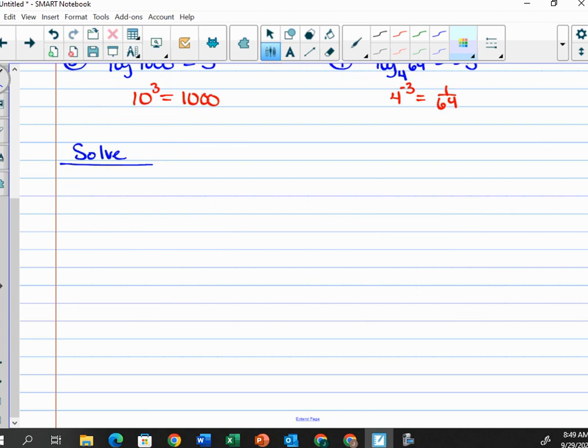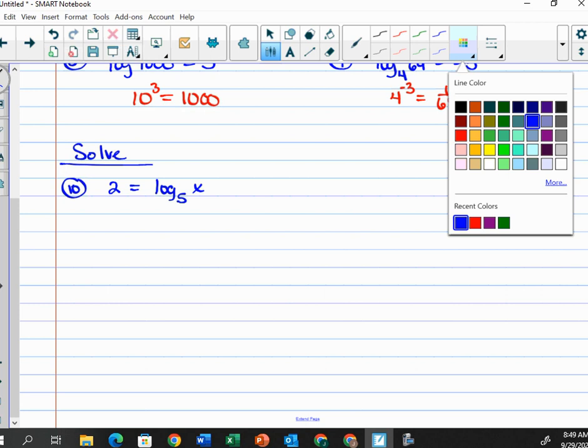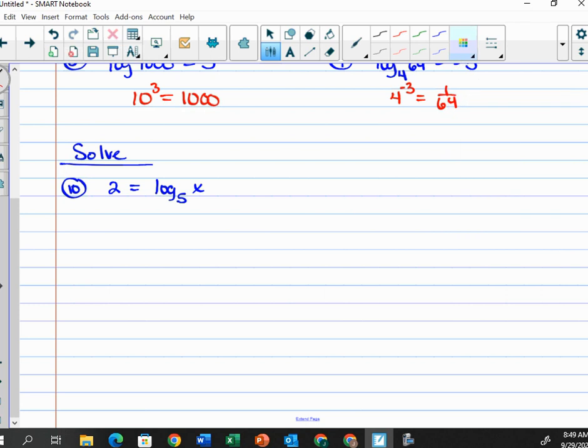All right, so next we're going to solve some log equations. Let's do 2 equals log base 5 of x. How are you going to solve this, guys? Very easily, yeah. It is a simple one, right? All right, what do we get? 5 squared is x, 25 is x. Okay, we'll keep moving.